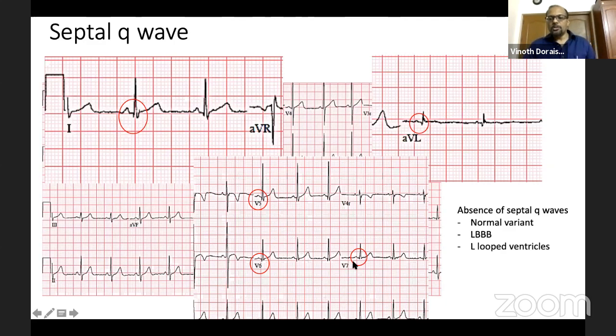Absence of septal Q waves can be a normal variant, but can also be present in left bundle branch block, which I'll explain later on, and also in L-looped ventricles. We know that the left ventricle is on the left side and the right ventricle is on the right side. These are D-looped ventricles. In L-looped ventricles, which occur in certain congenital heart conditions, the left ventricle comes to the right side and the right ventricle comes to the left side. One example is congenitally corrected transposition of great arteries.